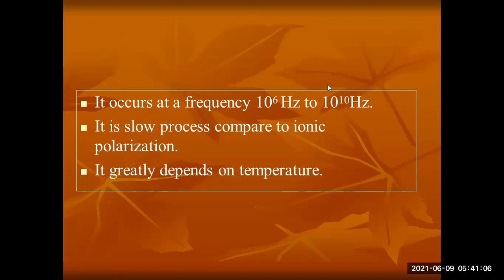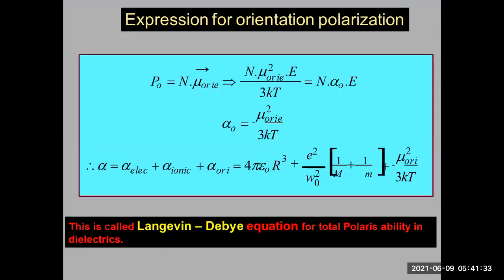It occurs at frequencies from 10 to the power of 6 hertz to 10 to the power of 10 hertz. These are the smaller frequencies, and they are dependent on temperature. This is a very important aspect: orientation polarization, when compared to ionic and electronic polarization, is dependent on temperature. In the case of electronic and ionic polarization, they are not dependent.